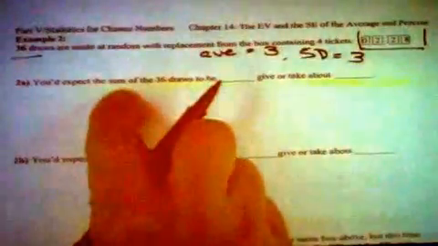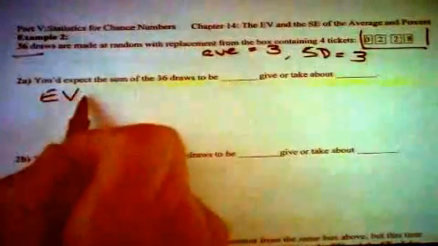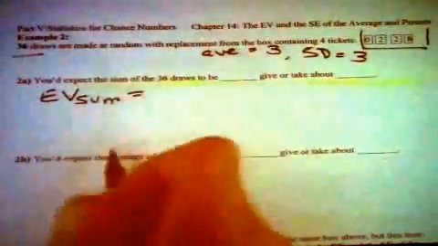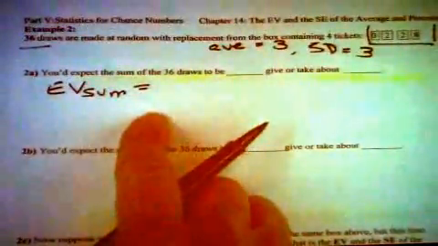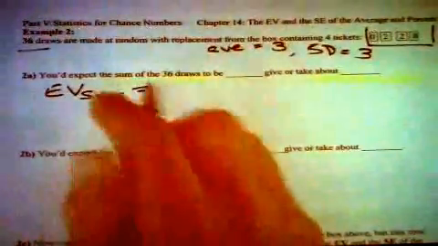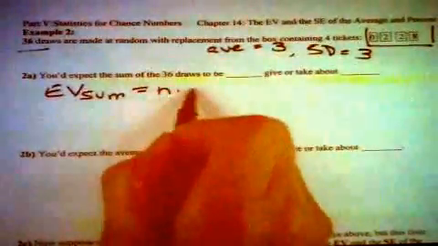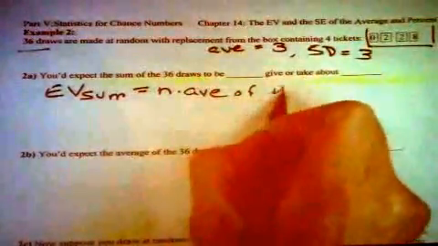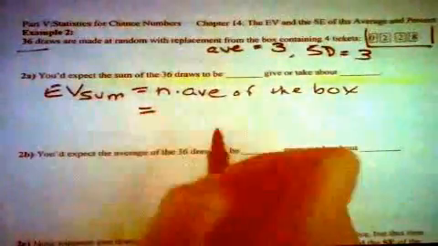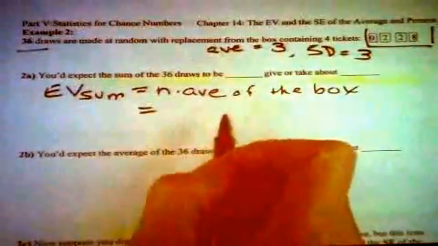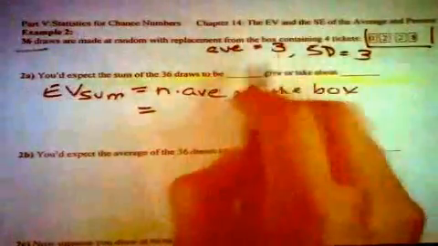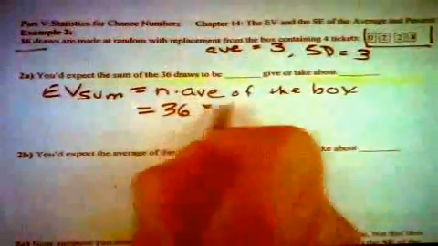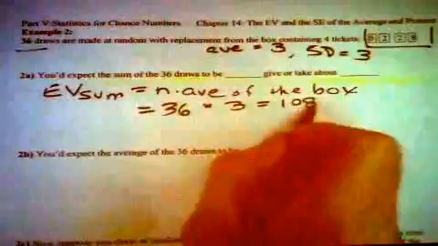Okay? Should we try this one first? The sum and then the average. So here you're going to compute the expected value of the sum. Why don't we do this one together? We're just going to do this one because we don't have much time. So the expected value of the sum. Now for the sum, it's going to be n times the average of the box. Right? The highest you could get would be 36 eights, the lowest you could get would be 36 zeros, but we expect to get 36 times 3, which is 108.